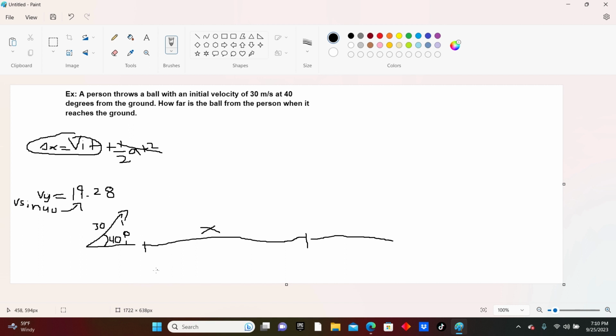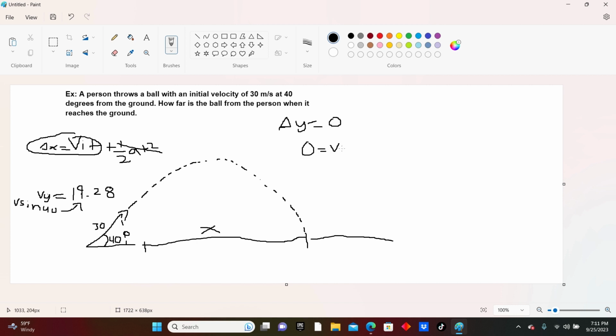Now when the ball is launched, it follows its trajectory, hits its max height, and then reaches the ground. The vertical displacement is going to be 0 because it starts at the ground and reaches the ground. So if we measure the displacement vertically, we get 0. Now we can use the displacement equation. So delta y equals 0.